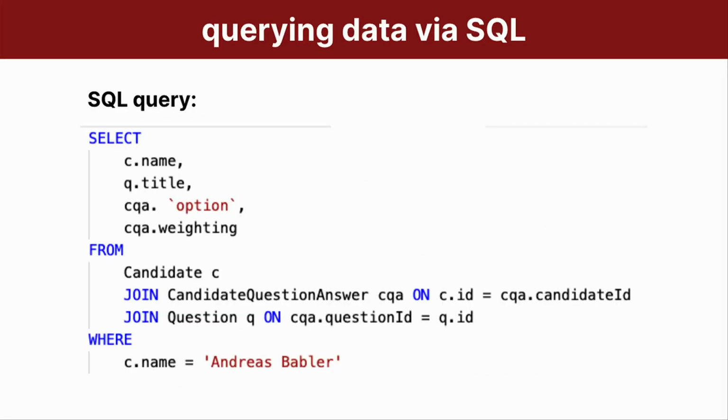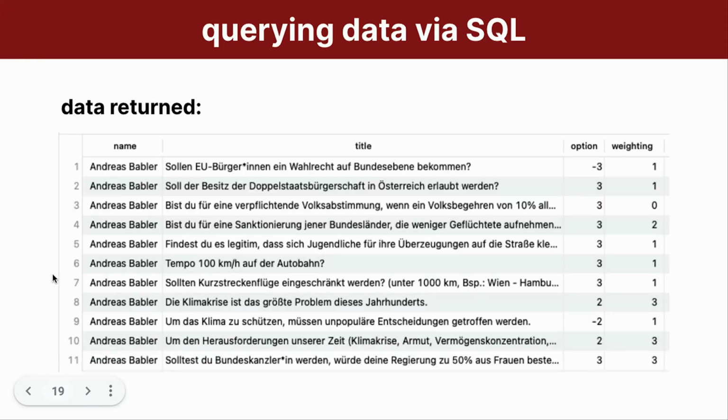And just as a quick 101 on databases and MySQL, this is how you query data from MySQL. You use SQL with the programming language, and you basically just define what you want. So in this case, we're defining I want the name, I want the title, I want the option, and just get me the data from these tables. And I want to filter it by Andreas Babler to get his answers to the questions. And this is what the returned data looks like. It's like an Excel table, basically.